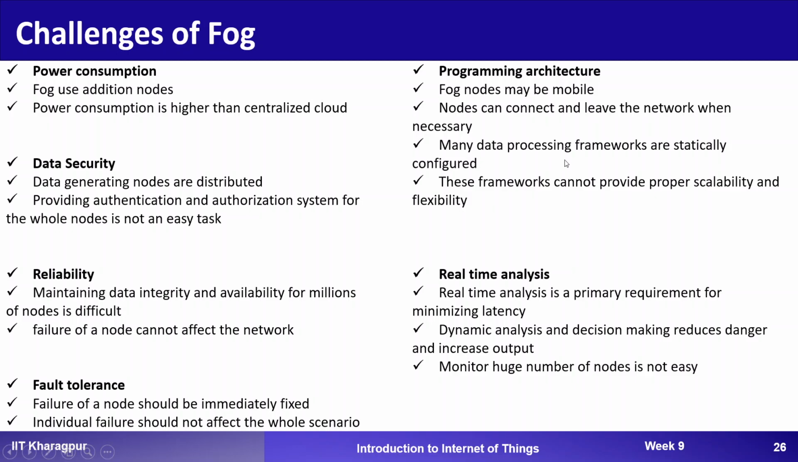Next one is programming architecture. The fog nodes may be mobile in nature. Nodes can connect and leave the network whenever necessary. Many data processing frameworks are statically configured. These frameworks cannot provide proper scalability as well as flexibility.